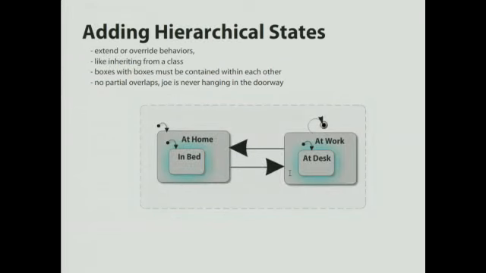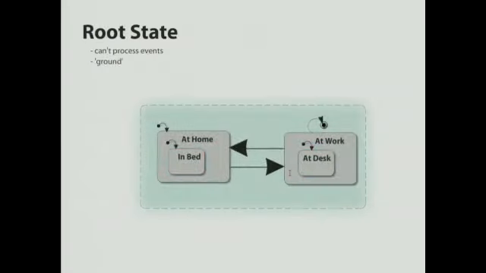Also, you notice that we have default transitions inside of the state machine. So when he goes to work, he's going to end up at his desk. He's not going to sit there in the front door at his office, so it would look really weird. Similarly, we have a root state, which if things can't be handled inside the state machine, they get consumed by the root state.